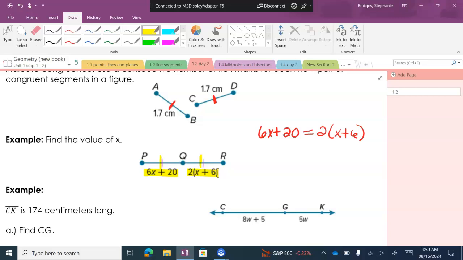If I have the equation 6x plus 20 is equal to 2(x plus 6), what do I have to do before I can even start trying to solve this thing? I need to distribute. I need to get rid of those parentheses. So I'm going to have to take that 2 and multiply it by both the x and the 6. And so that's going to give me 2x plus 12.